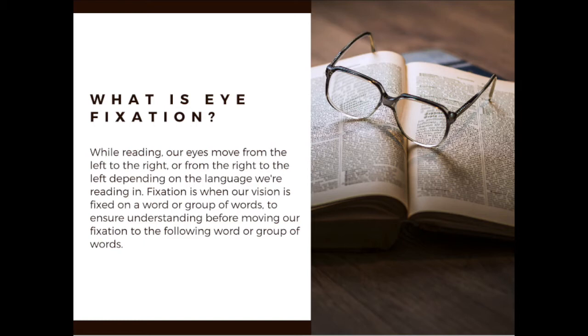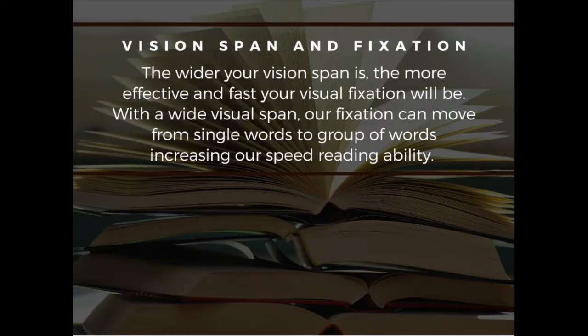So of course, the wider our vision span is, the more effective and fast our visual fixation will be. With a wide visual span, our fixation can move from single words to groups of words, increasing our speed reading ability. It is one thing to switch our eye fixation and movement from one clump to another, but first we need to make sure that our eye fixation is concentrated on the clumps themselves instead of single individual words. With a wide vision span, we'll be able to see the clump as a thought unit instead of fixating our eye vision on one single word.